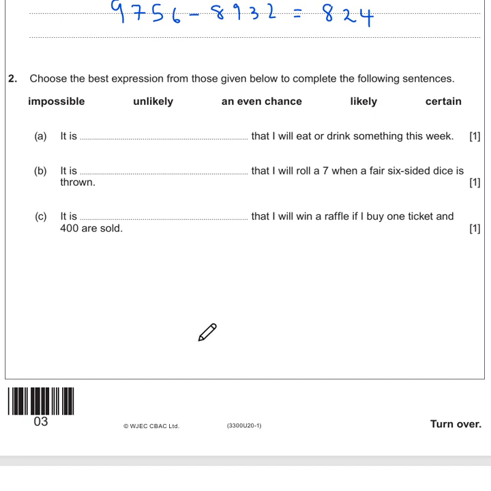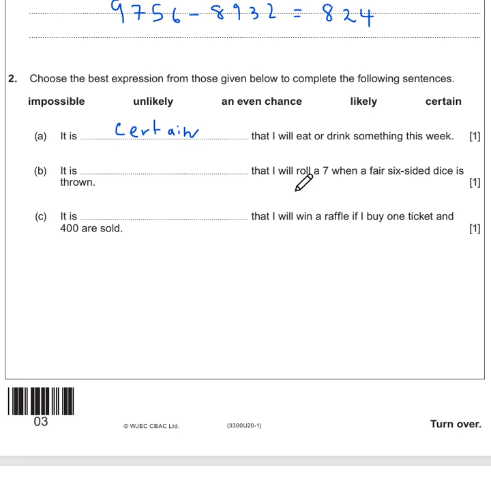Okay, so question number 2, probability. We've got to choose the best expression from those given below to complete the following sentences. So we've got the probability scale from impossible all the way through to certain. Okay, so let's think about the statement here. I will eat or drink something this week. So in this case, it is certain that I will eat or drink something this week.